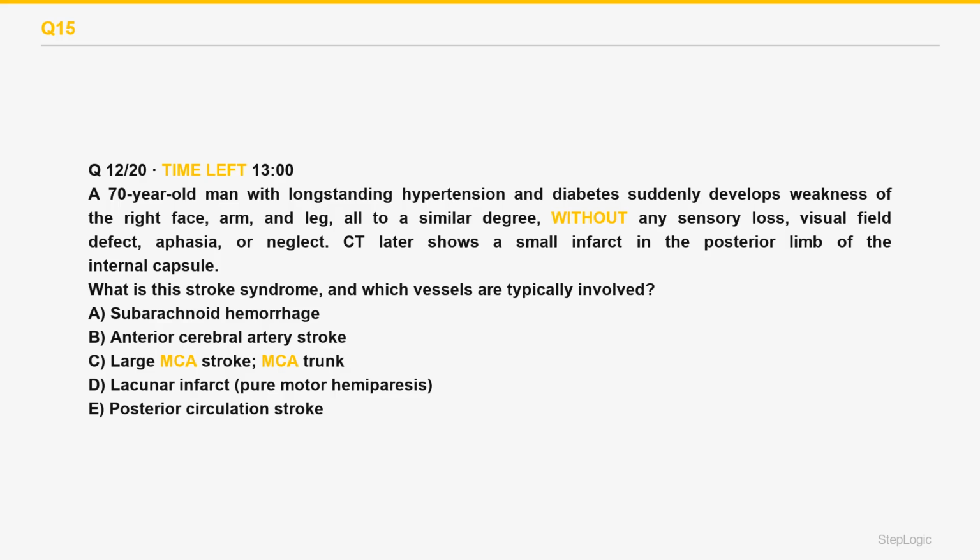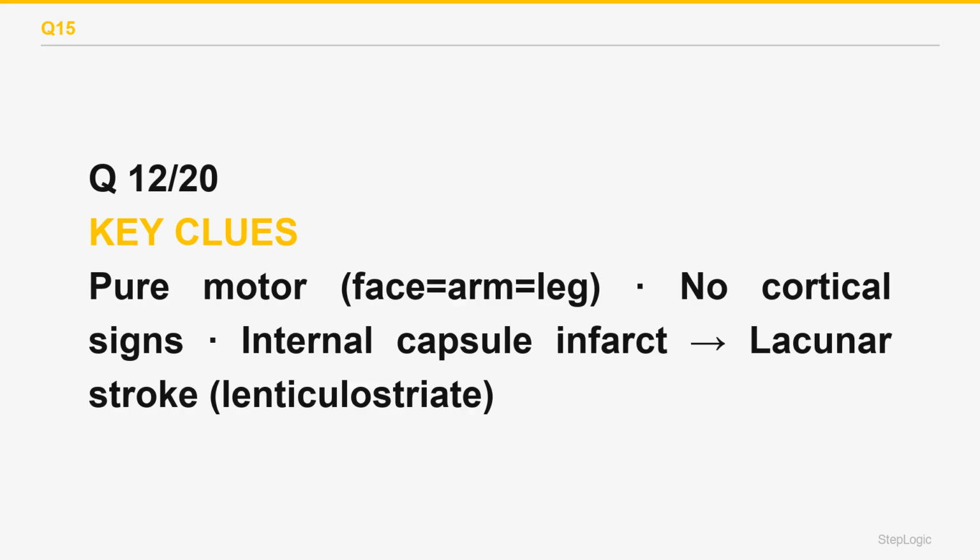Read the command: stroke syndrome and vessels. Pure motor hemiparesis, face, arm, leg equal without cortical signs, internal capsule infarct. Lacunar stroke of the lenticulostriate arteries. This is a lacunar infarct producing pure motor hemiparesis.